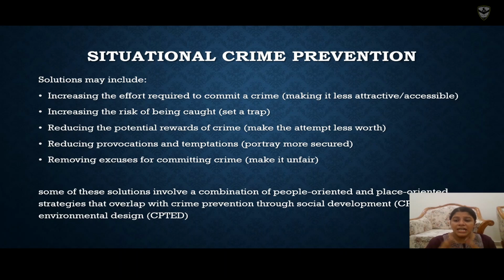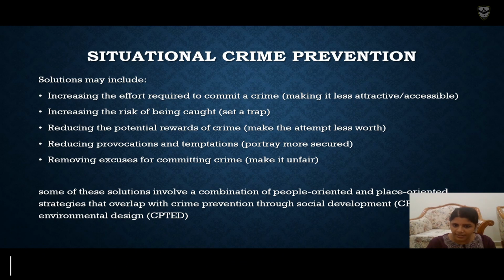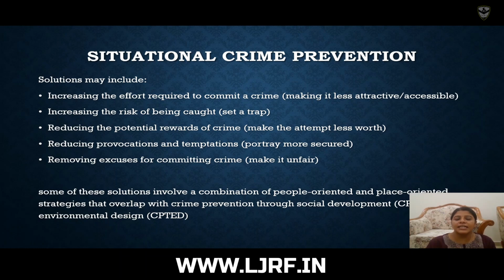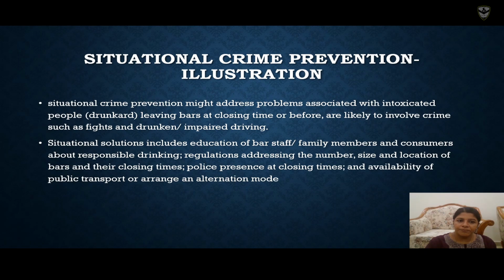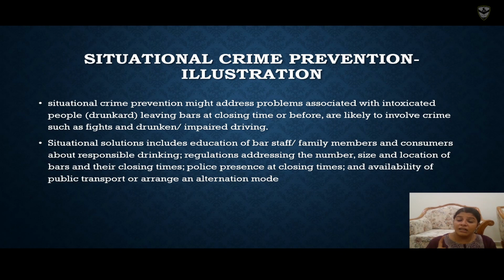So again, I'm repeating it. Situational crime prevention is actually a combination of the solutions of people-oriented and place-oriented strategies, along with crime prevention through social development and crime prevention through environmental design. Say, for example, moving on to an example, situational crime prevention might address problems associated with intoxicated people leaving a bar at closing time, as such drunkards are likely to get involved in crimes such as fights or drunken driving.